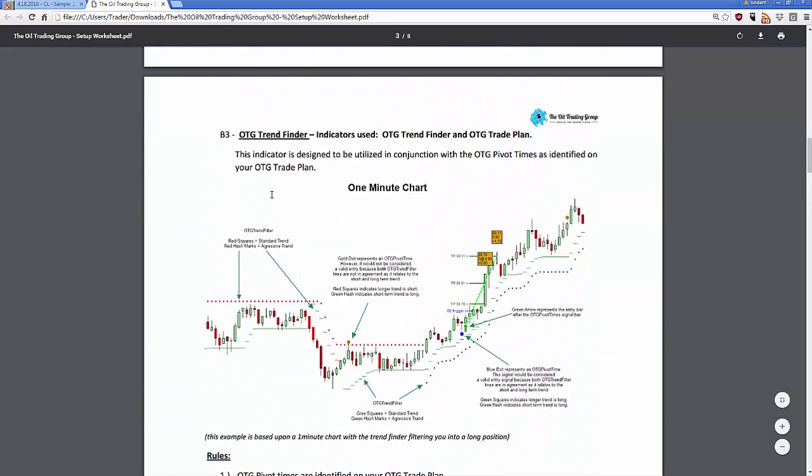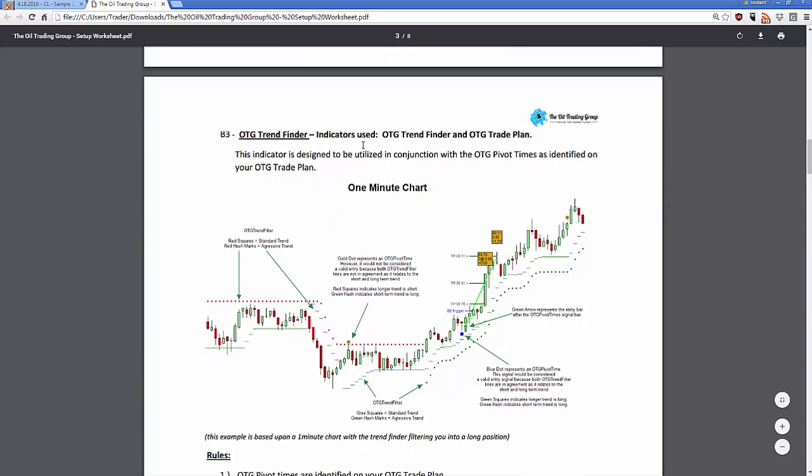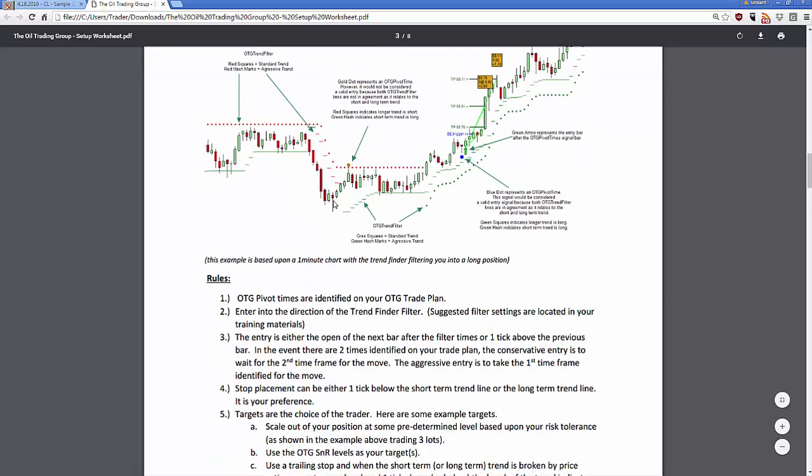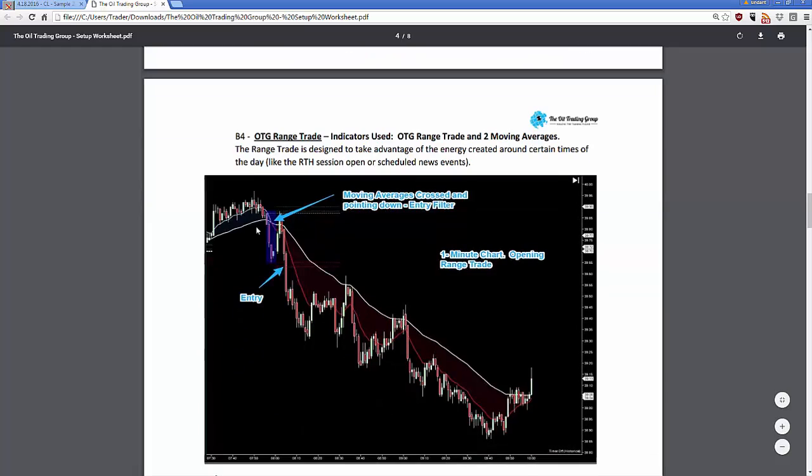The other one that I want to draw your attention to here is this B3, okay? Also, what I say up here is this is the OTG Trend Finder indicator trade. Your indicators used, OTG Trend Finder and the OTG Trade Plan. All right? So at the top of each one of these sections, I'm going to tell you what indicators to use. OTG Range Trade and 2 moving averages for the OTG Range Trade setup. This is all now in one spot for you. Okay? So that's one half of the equation.